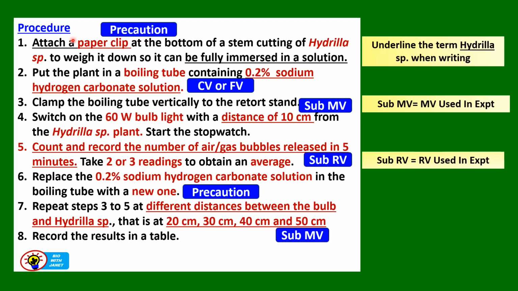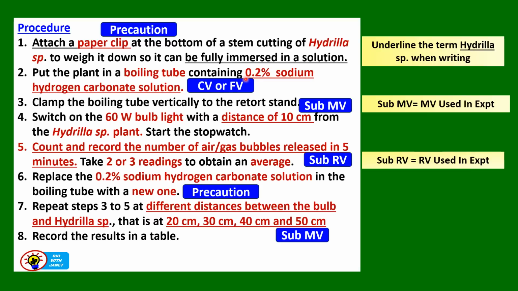Now let's look at the procedure here, and we're going to read through it. It's the same as what we have discussed just now. So first, attach a paper clip at the bottom of a stem cutting of Hydrilla species to weigh it down so that it can be fully immersed in a solution. This is called your precaution. Next, put the plant in a boiling tube containing 0.2% sodium hydrogen carbonate.